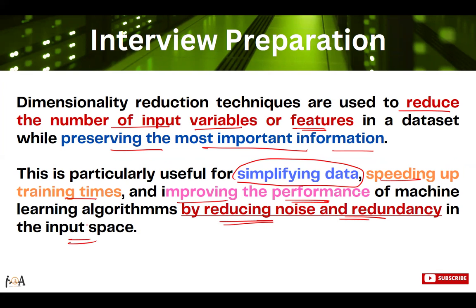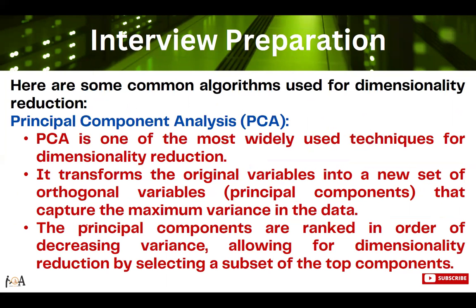So I hope the definition is very easy and simple to understand, that basically we need to reduce the number of inputs and variables in the feature space so that the original information or the most important features can be preserved, and we can simplify the process, we can speed up the training time of the machine learning algorithm, and we can enhance the performance, right?